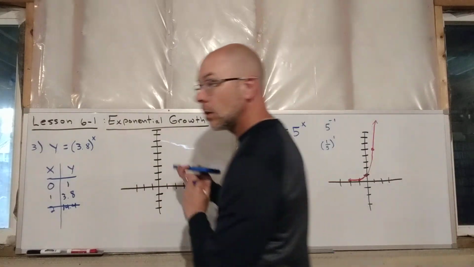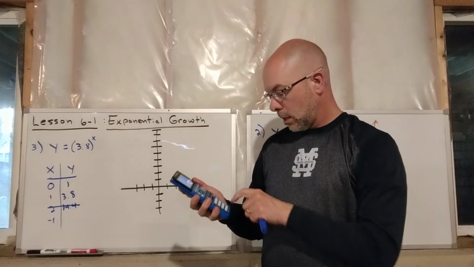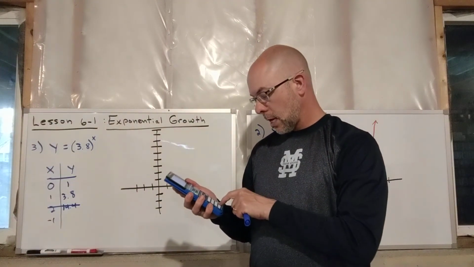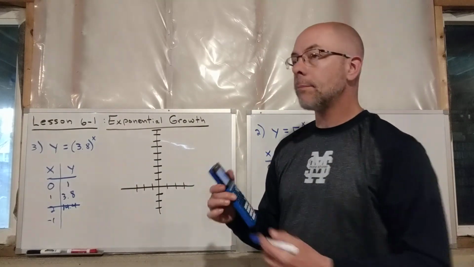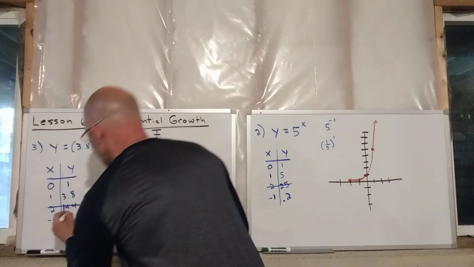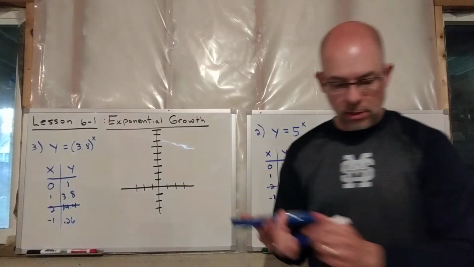The last one I got to do is, I said always do your -1. 3.8 to the -1 is 0.26. We'll call that 0.26 or 0.3. I'll call it 0.26 just because it sounds better.